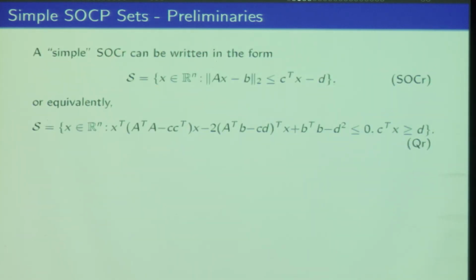So what's the definition of a simple SOC set? Well, as you may guess, it is just one Lorentz cone type of constraint. And if you don't like the norm, you can take squares of both sides and get what I will call the QR representation, standing for the quadratic representation. But one thing is important, you may need to keep the linear inequality, so that might be important. I will comment on that later on.